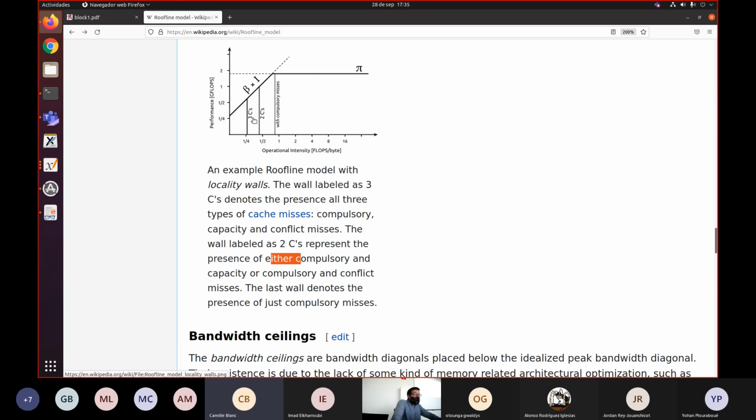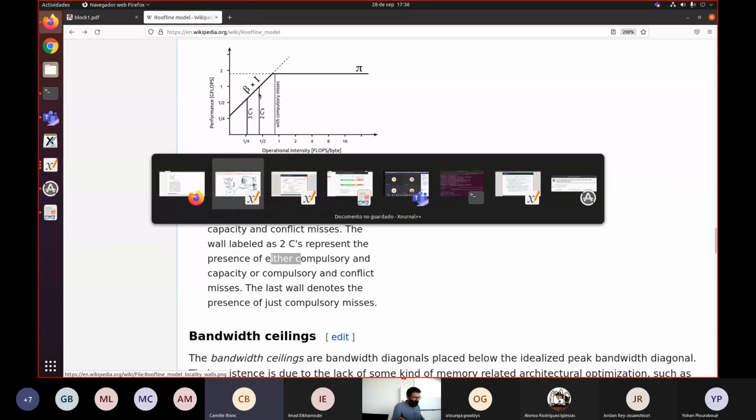So here in the first line, we have a bad scenario because the limit here is the memory bandwidth. So we have a memory bound code, even removing the conflict misses. We are still memory bound, but once we get rid of both capacity and conflict misses, with just the compulsory misses, now we are in the CPU bound part, and that's good.